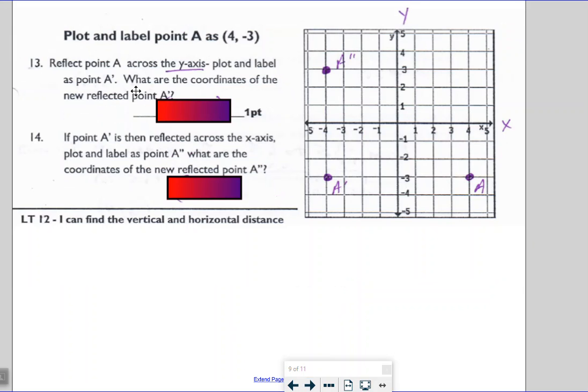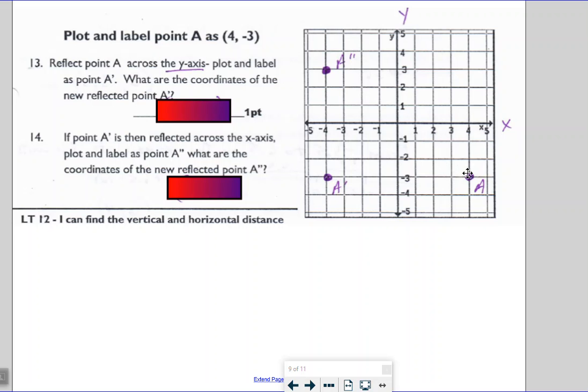All right, so they give you point A at 4, negative 3. It starts down here. You have to put this here first to get the problem going. Reflect it across the y-axis, and then plot and label the reflected point as point A prime. Remember, when there's an apostrophe, we call it A prime. What are the coordinates of the new reflected point A prime?